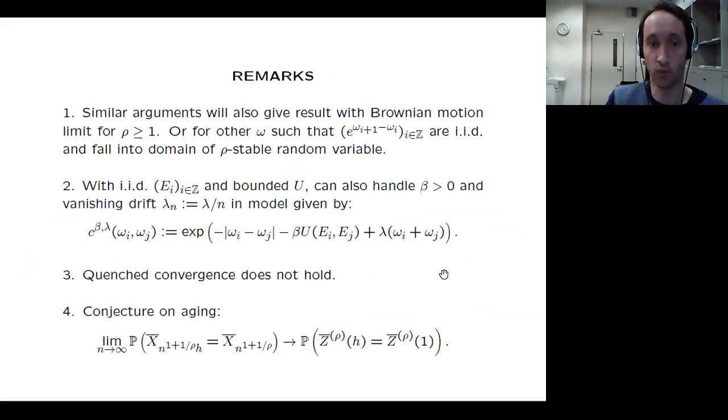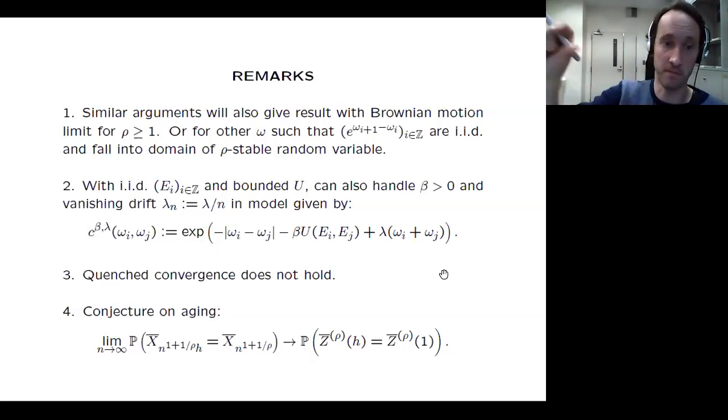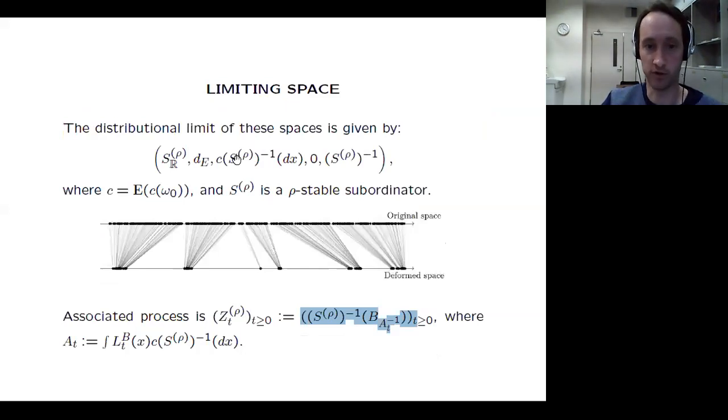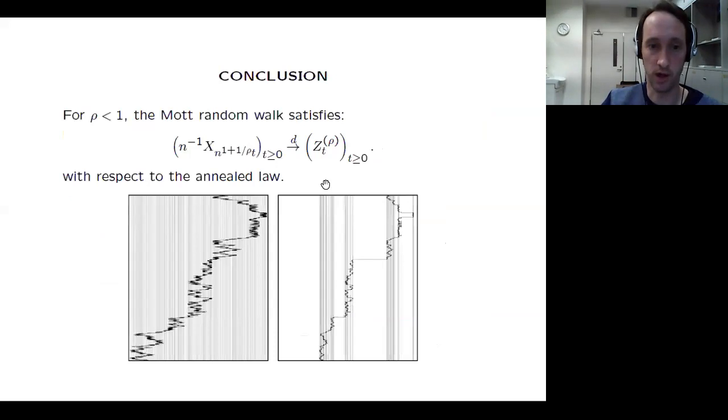So when rho is bigger than 1, the nearest neighbor resistances now have a mean, and so we get a law of large numbers, so we get linear scaling for the resistance. And so we just replace this subordinator here with just the identity map, everywhere, and everything's just Brownian motion.